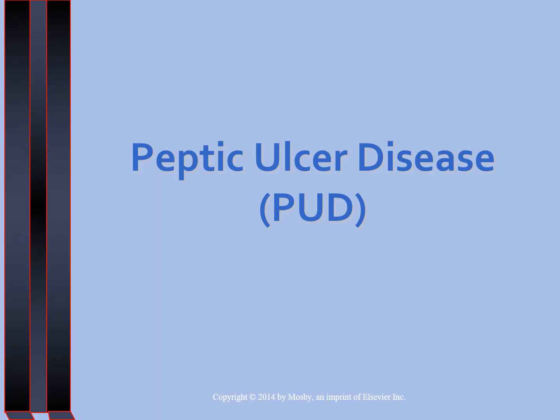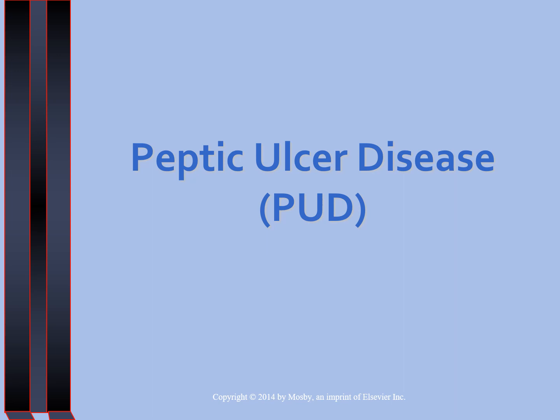Peptic ulcer disease, or also known as PUD, is the erosion of the GI mucosa resulting from the digestive action of hydrochloric acid and pepsin. Really, any portion of the GI tract that comes into contact with gastric secretions is susceptible for ulcer development. If you think the gastric content and secretion is so acidic that any portion of the GI tract that's not used to those high acidity levels can develop peptic ulcers.